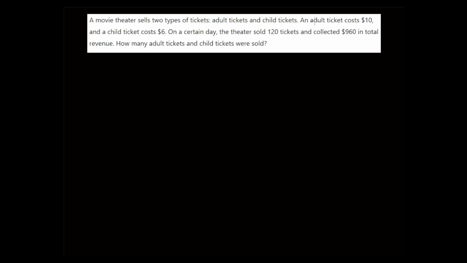So let's underline the important information. An adult ticket costs $10 and a child ticket costs $6. They sold 120 tickets and got $960 in total. This is the important information, and it's asking how many adult and child tickets were sold, so how many of each.